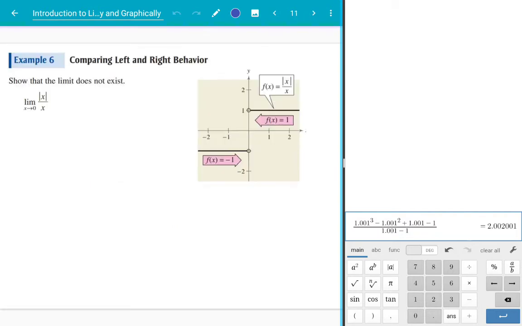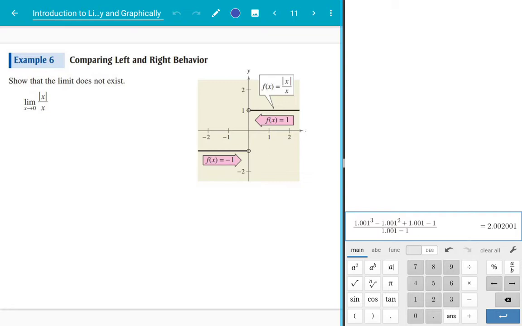So comparing left-hand and right-hand behavior, we've been kind of doing that already. We've been showing what happens on the left-hand side and the right-hand side. We want to make sure that they coexist to give us a limit. Now, we're going to look at cases where they may not coexist. So let's look at this example. What we have here is the limit as x approaches 0 of the absolute value of x over x. The function is provided here in the image.